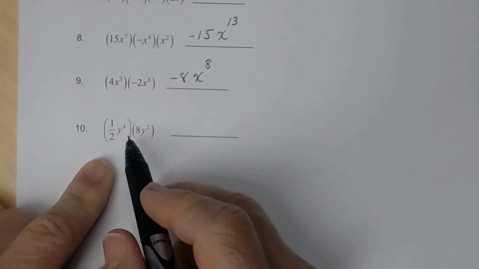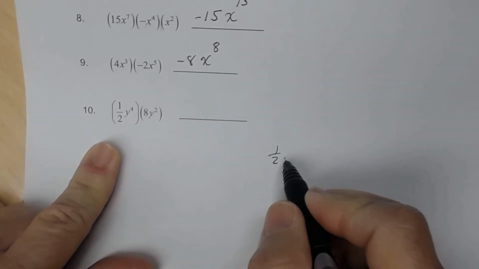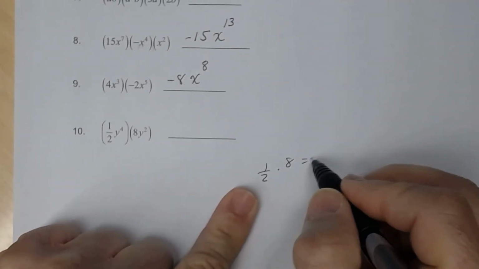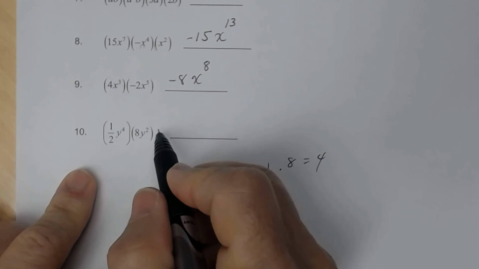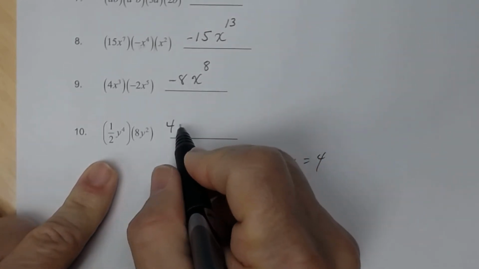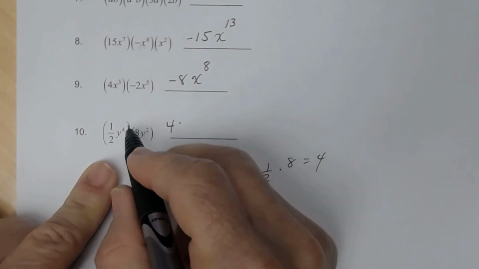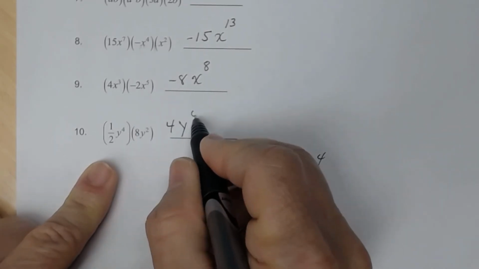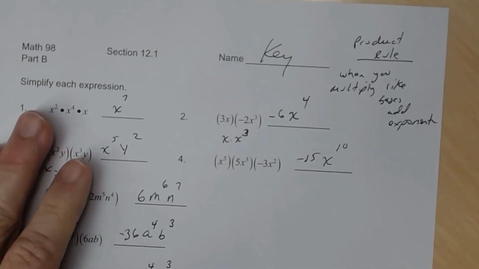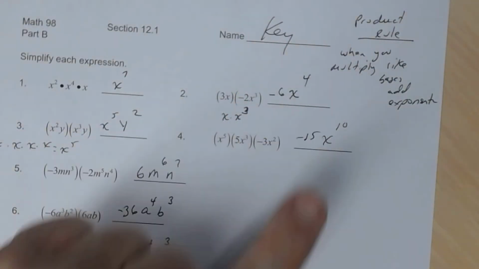All right, number 10, this coefficient is 1/2. And this coefficient is 8. So half of 8 is 4. So I'm going to get 4 y to the 4th times y to the 2nd. That's where I use the product rule. When you multiply like bases, you add exponents. So that'll be y to the 6th. All right, so that takes care of worksheet part B. And that's where we had to use the product rule.